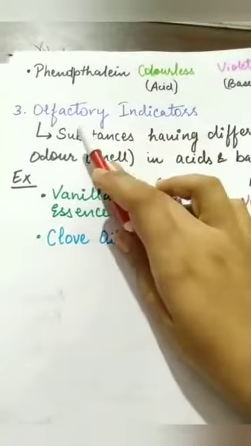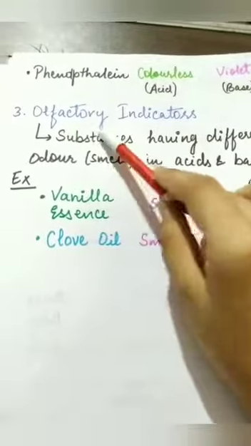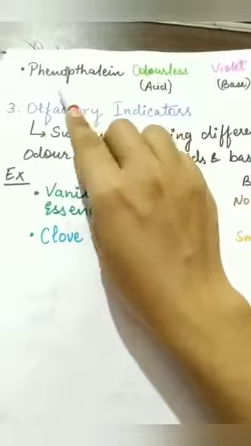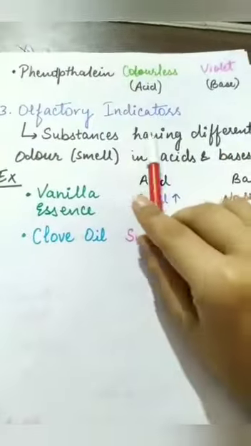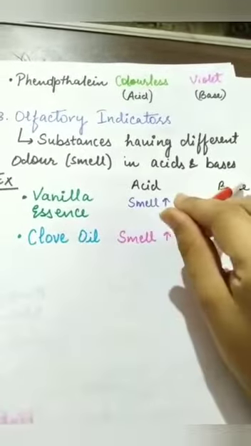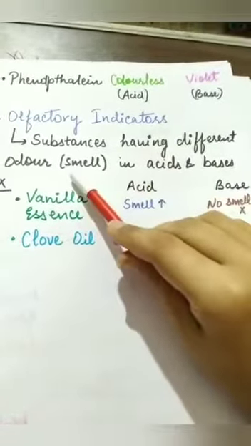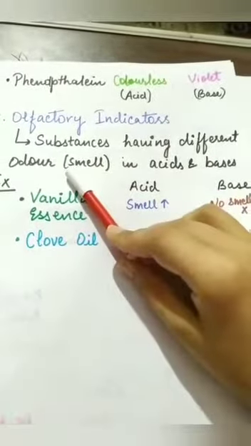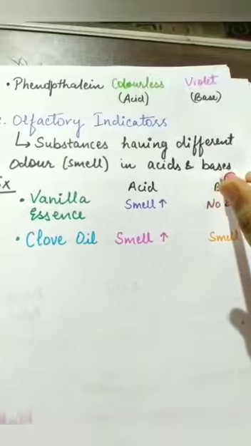Then next type of indicator is olfactory indicators. What does the word olfactory mean? Olfactory means the smell, the sense of smell. Now these are substances having different odor, that is smell, in acid and basic mediums. These are the substances which give different smell in acid and in base. In acid they have different smell and in base they have different smell.